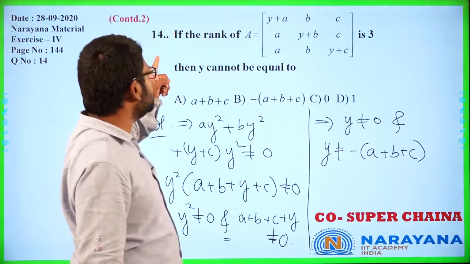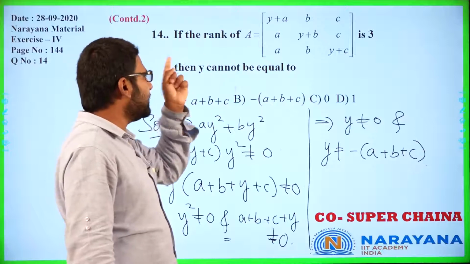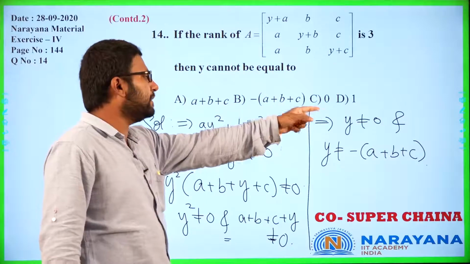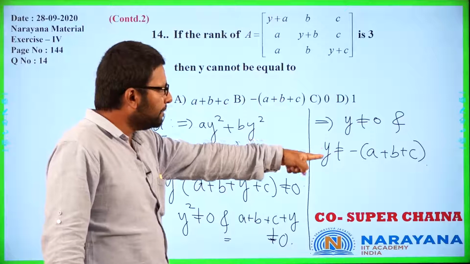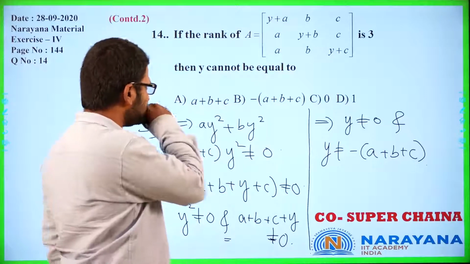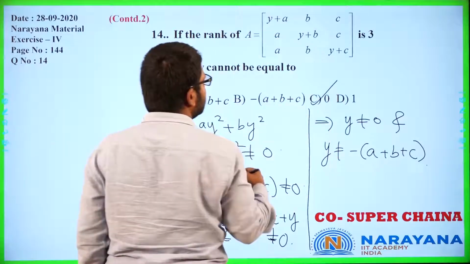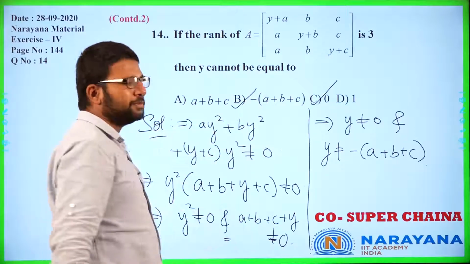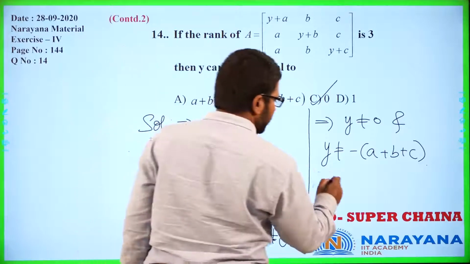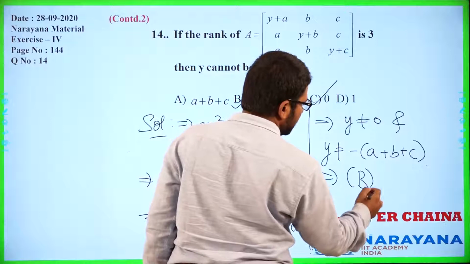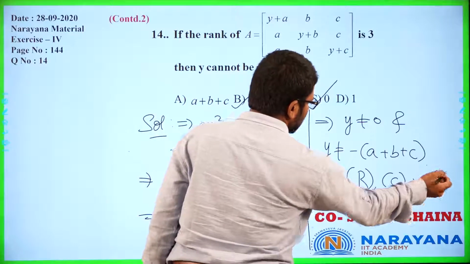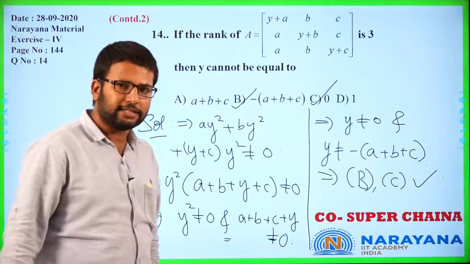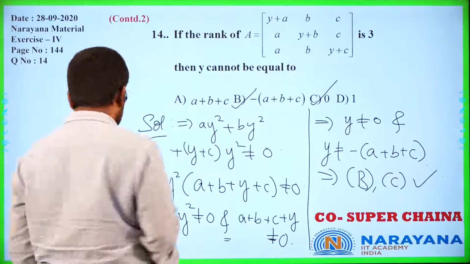So the question says rank of A is 3, then clearly y cannot be equal to 0 and minus of A plus B plus C. So 0 is option C, and minus of A plus B plus C is option B, right? Which means options B and C are correct. Yes, shall we proceed then? Let's do that.